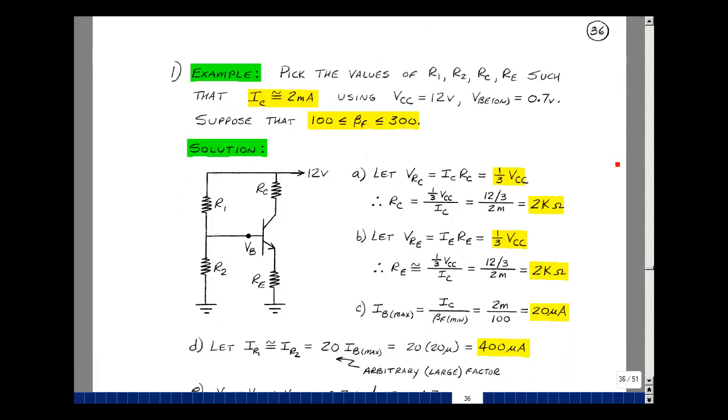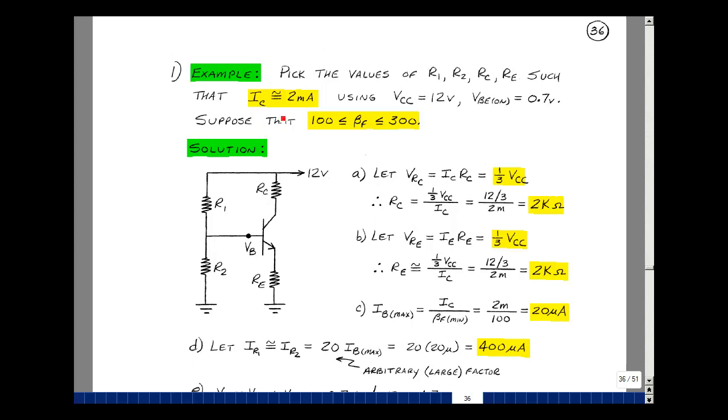Let's try our algorithm out on an example. Let's pick the resistors R1, R2, RC, and RE. If I sub C is 2 milliamps, using a 12-volt battery, a VB on of 0.7, and suppose that beta F varies between 100 and 300. We'll see later as we look at data sheets that every transistor has a value of beta F that varies with the collector current. And usually most manufacturers will recommend an optimal value of I sub C. Suppose it is 2 milliamps in this case.